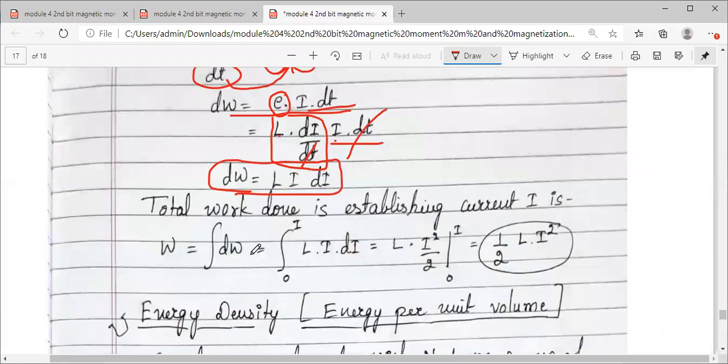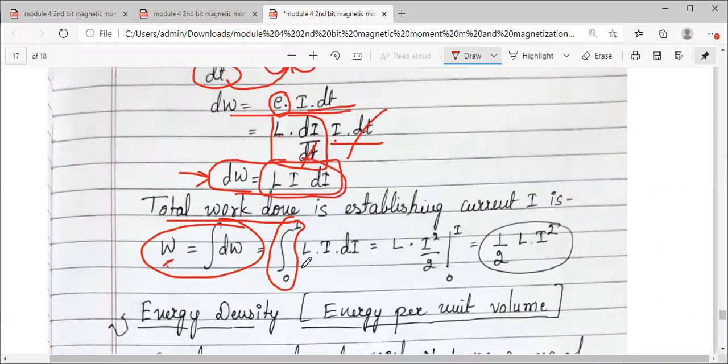What for? You are forcing the current to flow through the inductor. To force that, you will have to do this amount of work. So if dW is the small work done, to get the total work done, we have to go for integration. For that particular current to completely flow through the inductor, that is 0 to I, you have to do some work. W will be the integral of L I dI. So the integration is with respect to I.